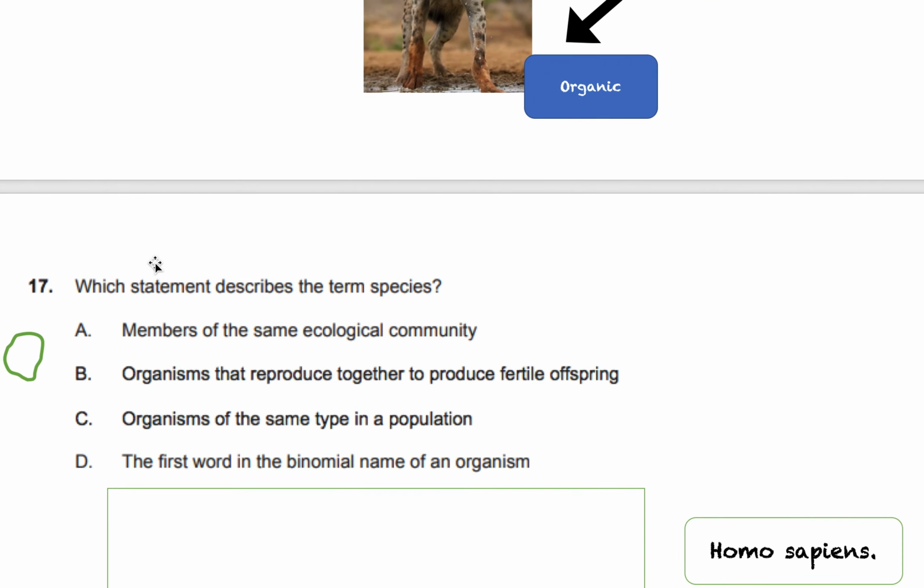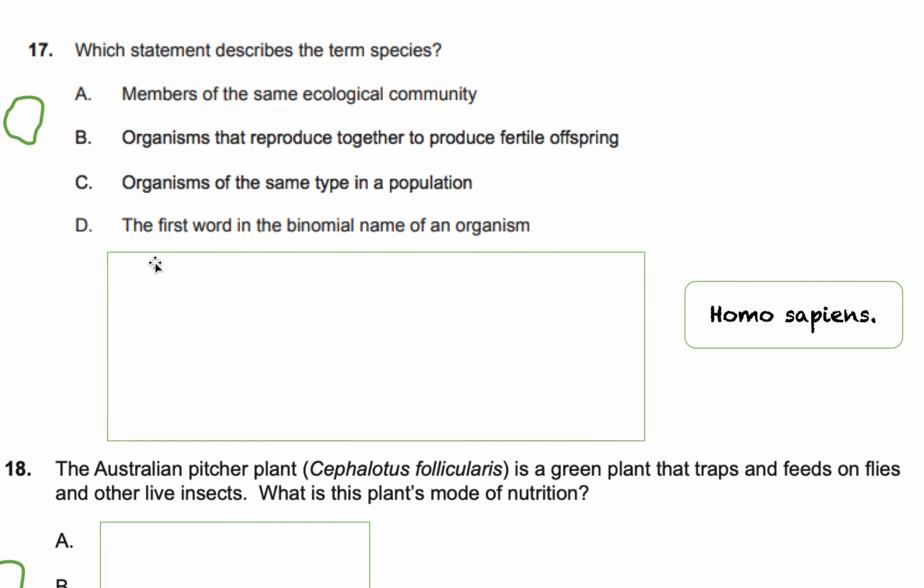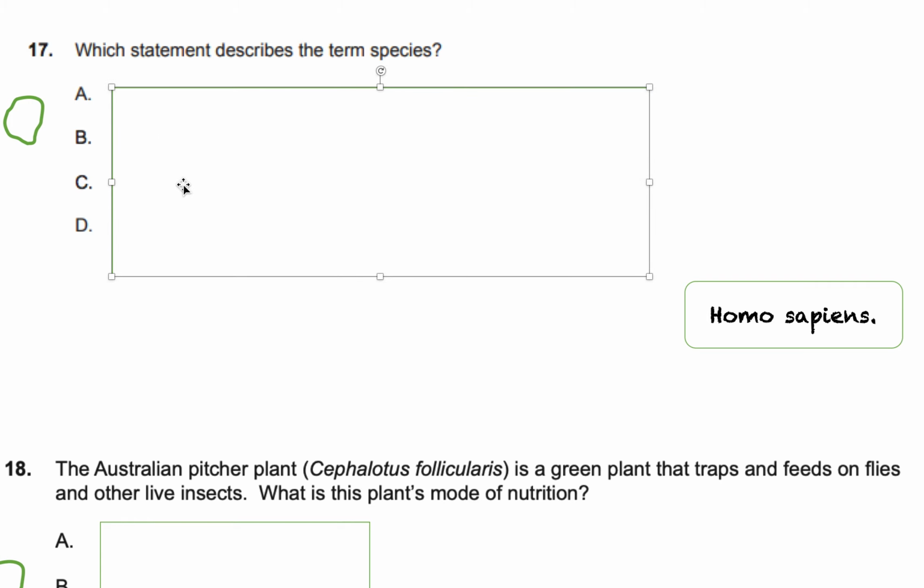Okay, we got 2 more here. They should be quite quick. Which statement describes the term species? Okay, so give it a go by yourself here.